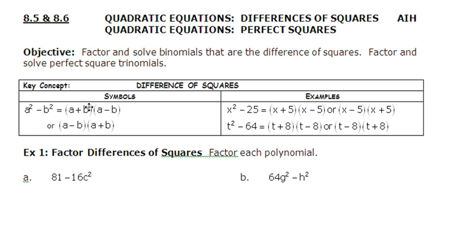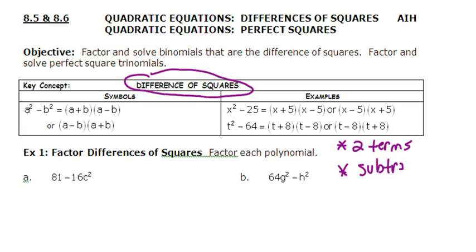Now it only works for what's called difference of squares. And what it basically is, when you have two terms, so I'm going to write this over here, two terms. It only works when it's a subtraction problem. And when you have perfect squares. Now what I mean by that is when you take the square root, you get nice numbers, okay?